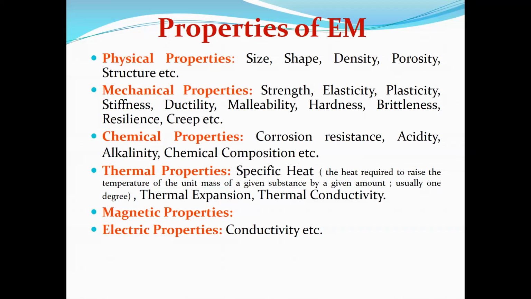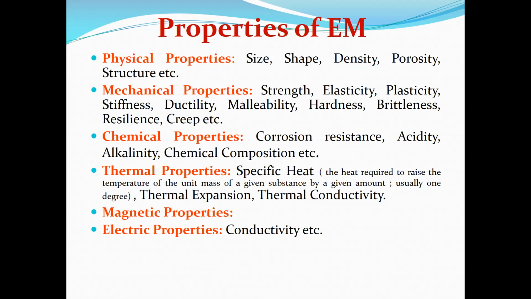Now, here we will discuss a few properties of engineering material in general. In subsequent classes, you will be coming across those terms. For the time being, know that there are various types of properties of materials, like physical properties that include size, shape, density, porosity, structure. Then there are mechanical properties: strength, elasticity, plasticity, stiffness, ductility, malleability, hardness, brittleness, resilience, and creep. Today, I'll make a short discussion about the mechanical properties only.